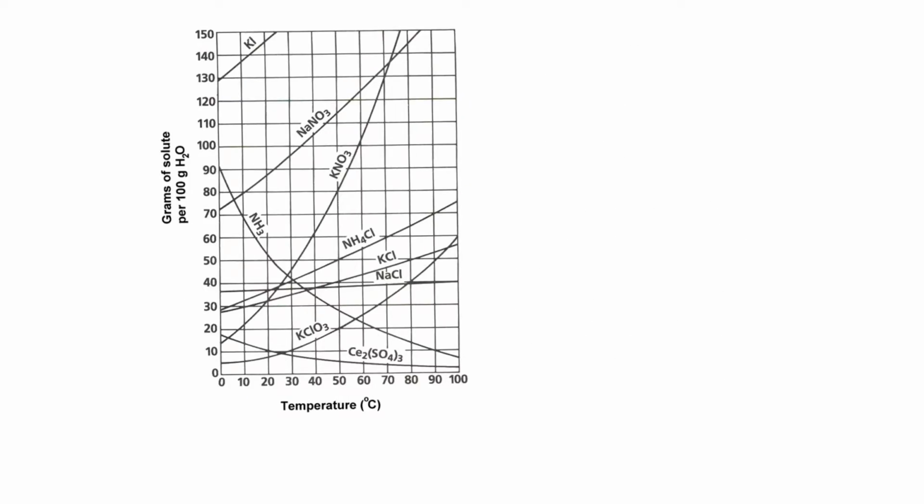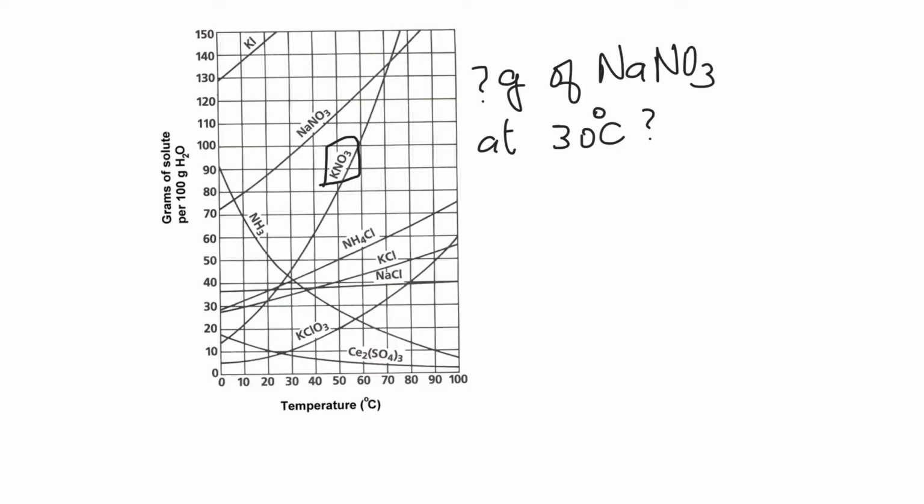So let's talk about how to use this graph. Say for example, we choose KNO3. Okay, so this is the solute we will be focusing on. Say we want to find out how many grams of sodium nitrate, NaNO3, so I apologize, at 30 degrees Celsius. All you need to do is get 30, which is right here, and you trace it up to the line.